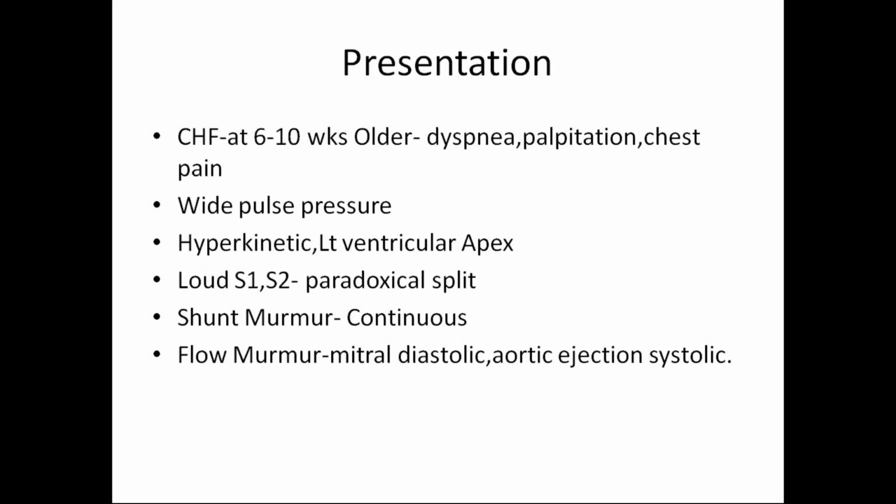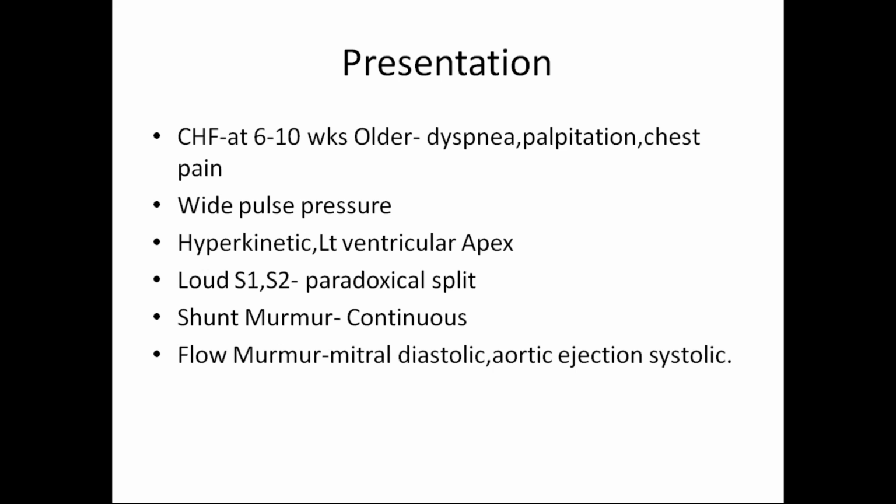So there will be congestive heart failure at 6 to 10 weeks of age, and the child will present with features of heart failure like dyspnea, palpitations, and chest pain. Toddlers can't describe chest pain, but an older child can. Palpitations too, only an older child can tell that. Otherwise there will be dyspnea, difficulty in feeding, and pooling of blood in the pulmonary circulation, resulting in recurrent infections. That is how you pick up an acyanotic heart disease.